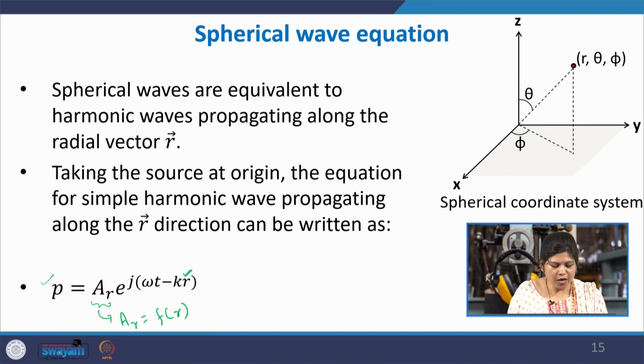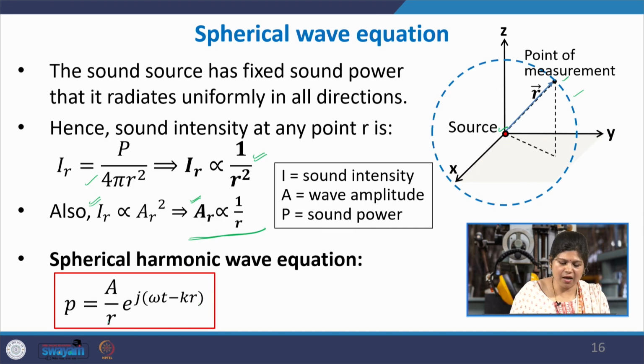So now we have come to know that this is a term which is inversely proportional to r. So this A(r), which was a function of the radial distance, is now A by r, where A becomes some constant term, which is determined by the boundary conditions or the problem at hand. So this becomes our final expression of a spherical harmonic wave equation.